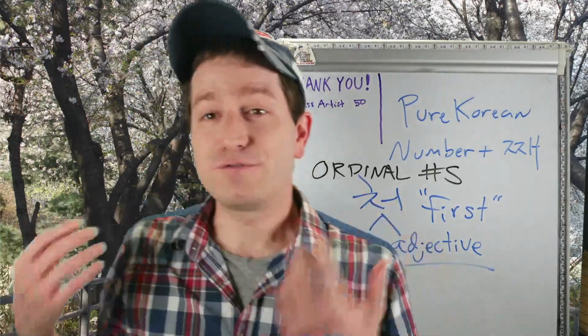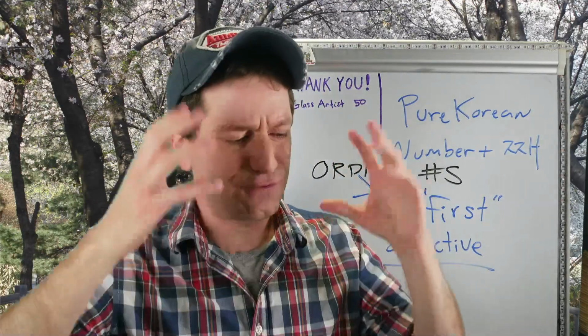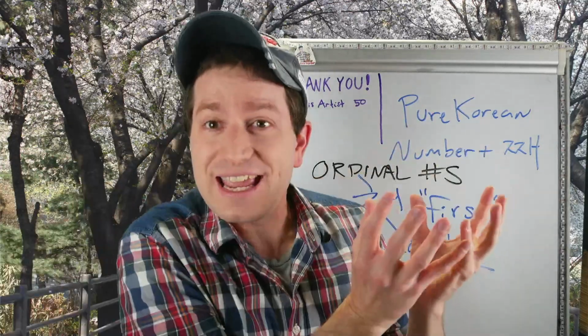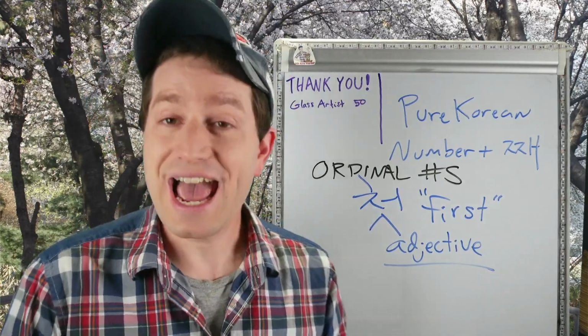So you say, first, you do this. Second, you do that. You're not saying the first person. You're using it generally just to say first. Second, you're not saying the second time I did something. You're saying third, fourth. These are not used to say first noun.